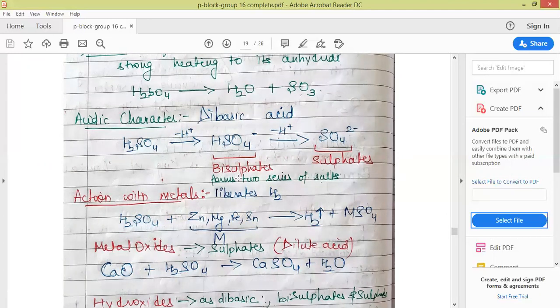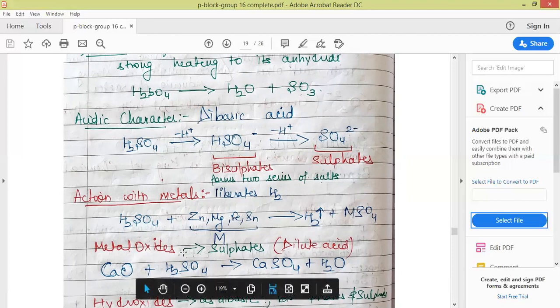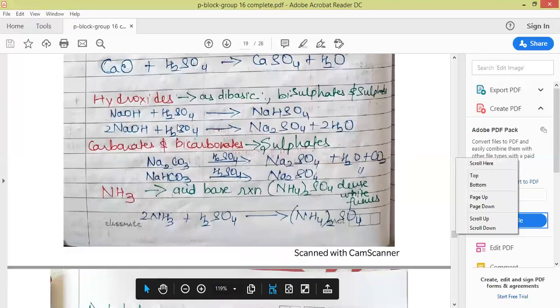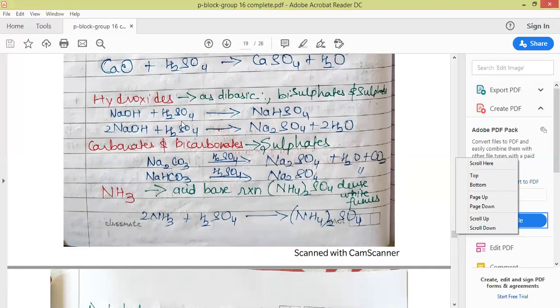Next property is the action with metal. When H2SO4 is reacted with metals, hydrogen gas is liberated and the corresponding sulfates are formed. With metal oxides also, corresponding sulfates are formed. When sulfuric acid is reacted with alkalis, a neutralization reaction takes place and we get the corresponding salts, bisulfates and sulfates. With carbonates and bicarbonates also, sulfates are produced.